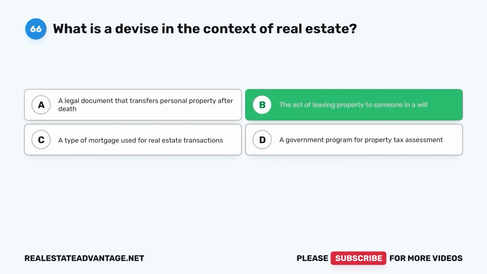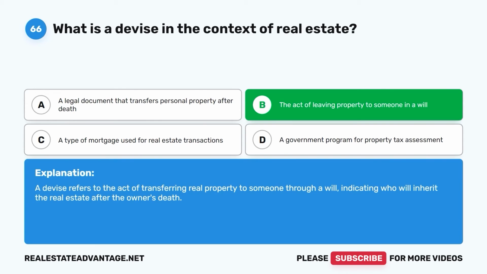The correct answer is B. The act of leaving property to someone in a will. A devise refers to the act of transferring real property to someone through a will, indicating who will inherit the real estate after the owner's death.